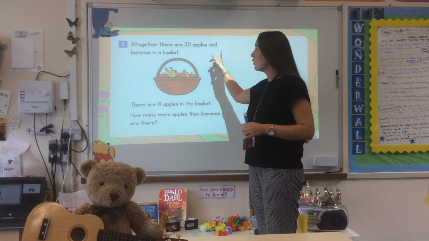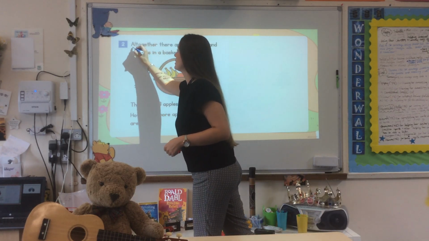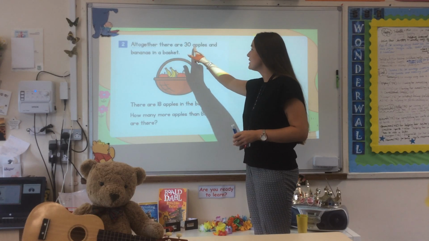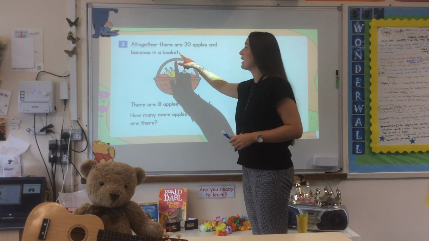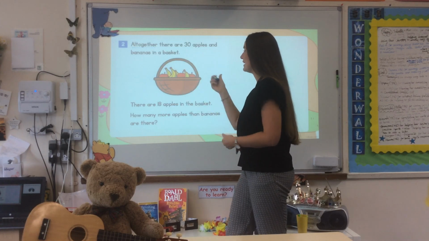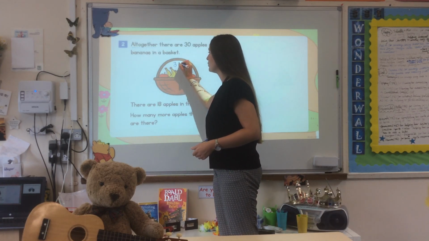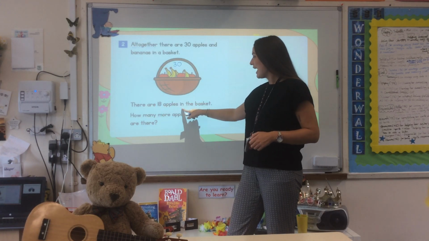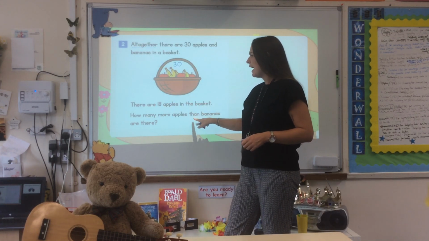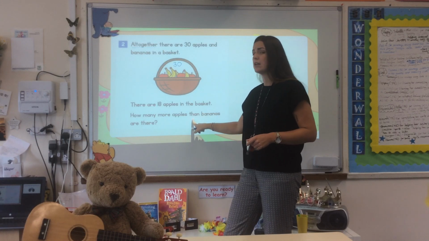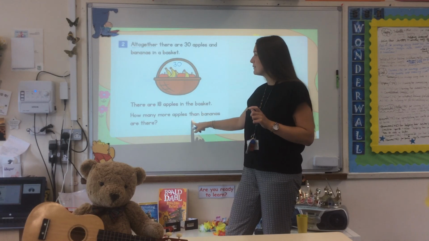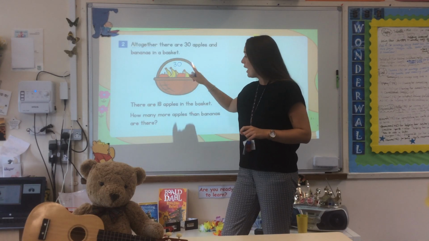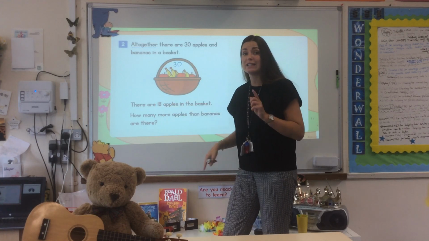So here it's saying all together, I'm underlining that because I know it's a really important bit of information. Altogether, there are 30 apples and bananas in a basket. So my total in this basket is 30. There are 30 apples and bananas. Okay? There are 18 apples in the basket. How many more apples than bananas are there? So the first bit of information is really important. So we know the total, the whole, is 30. And one of the parts is 18, so we've got 18 apples.